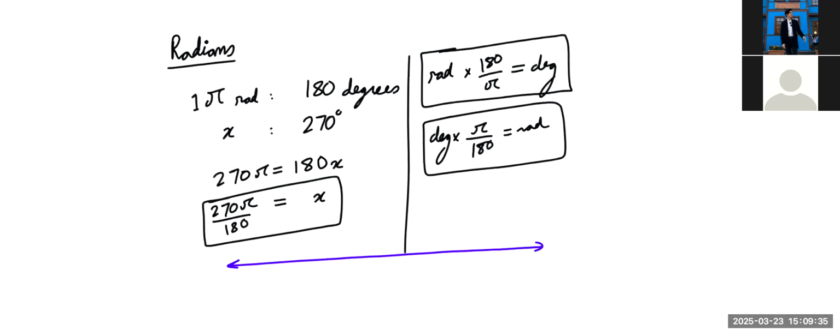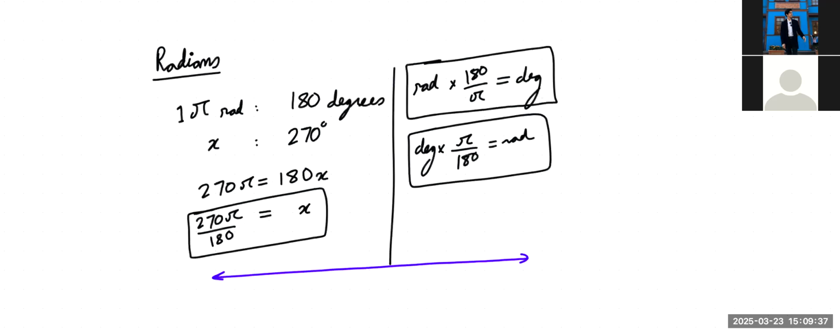Okay. So we were talking about radians. Let me just quickly say what I've said so far. 1 pi radians is 180 degrees. That's like the main idea. Everything beyond this you can build on from this. So you can use the ratio method to convert things between radians and degrees. For example, you know that pi radians is 180 degrees.